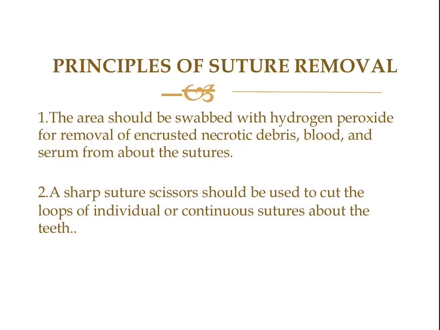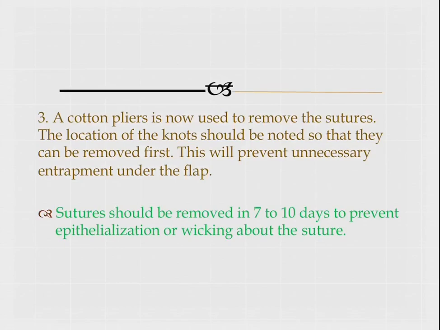The area first of all should be swabbed with hydrogen peroxide for removal of any encrusted debris, blood and serum from the sutures. A sharp suture scissors should be used to cut the loops of the sutures around the teeth. A cotton plier is used to remove the sutures, and sutures should be removed within 7 to 10 days to prevent epithelialization or wicking of the suture.